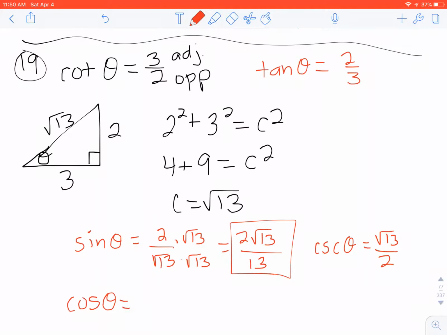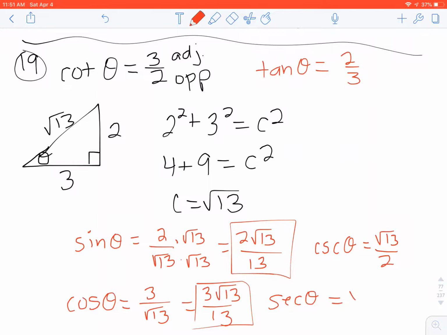Cosine theta is adjacent over hypotenuse. Multiply the top and bottom by square root 13. So you get 3 square root 13 over 13. Secant theta, take the reciprocal of cosine theta. So square root 13 over 3.